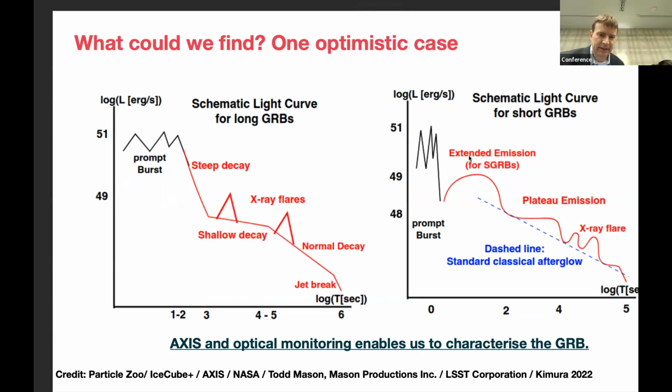So I realize this was a simplified explanation. There are many different things that we could find, but in each case, I think AXIS would be really crucial. It's going to give us the best X-ray view of these multi-messenger sources.